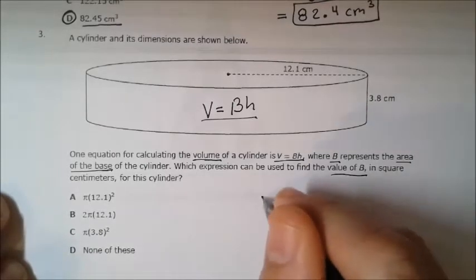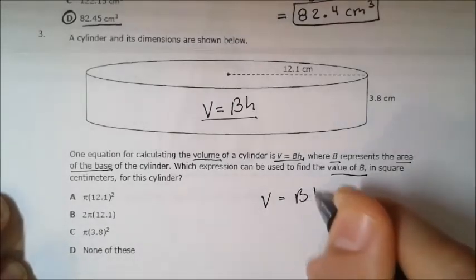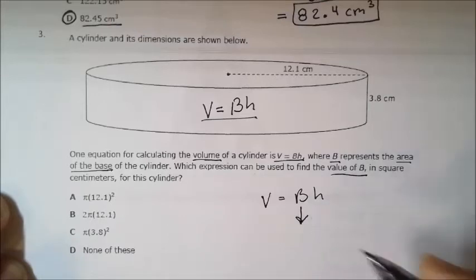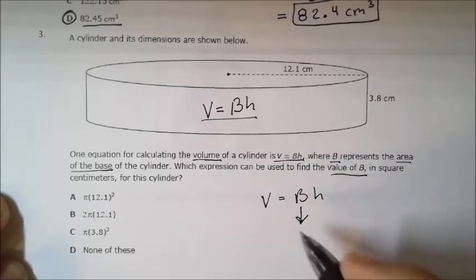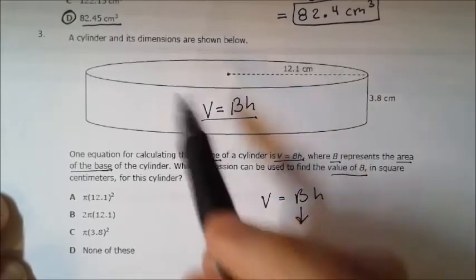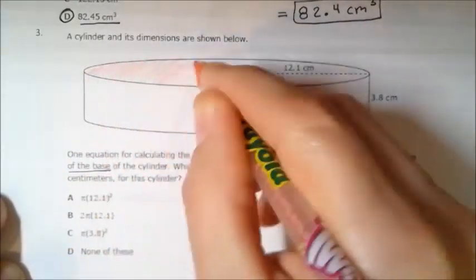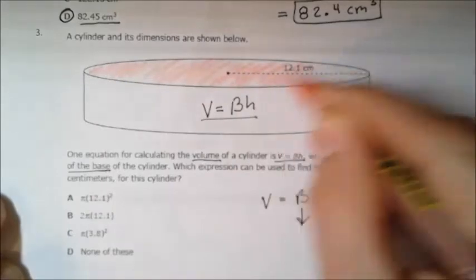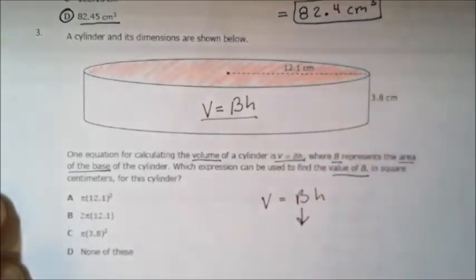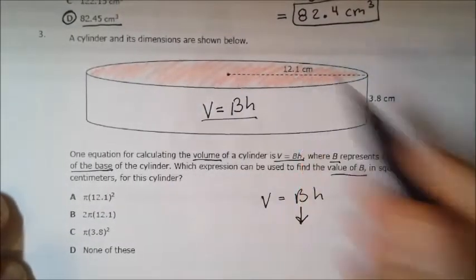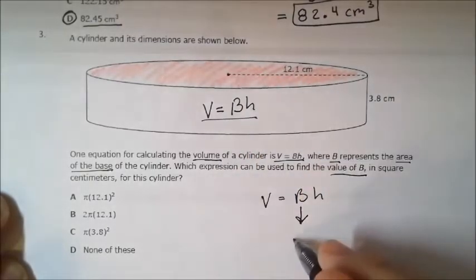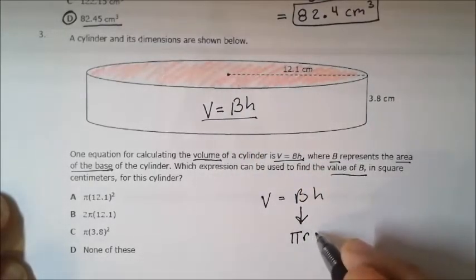Well, if I have V equals big B times H, and I want to use my big B, remember, we're going to look at our shape, and let's shade that in real quick before we get past that. The shape of our base, if you look at it, is a circle. So in other words, to find the area of a circle, which will be the area of our base, we will use the formula pi r squared.